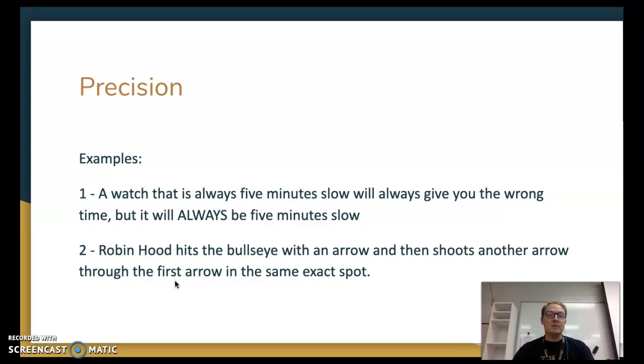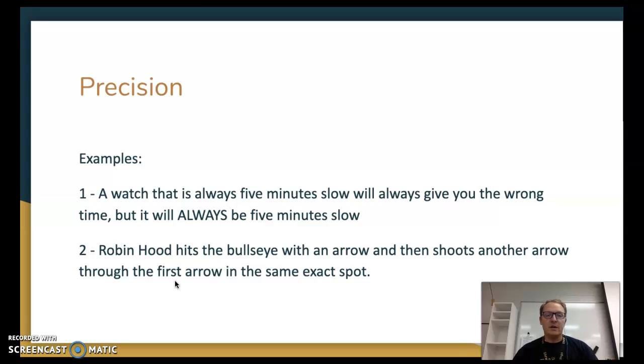So here are a few examples. First one, we mentioned the watch. If you have a watch and it's 5 minutes slow, if it's 10 o'clock, you're going to look at the watch and the watch will read 9:55, okay? The watch is not accurate because it's not giving you the actual time. It's off. But if every time you look at that watch, it always gives you the time 5 minutes slow, then that watch could be precise because it's giving you the same wrong result over and over and over again.